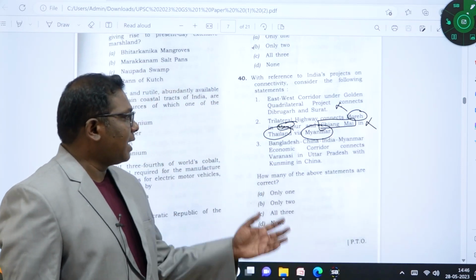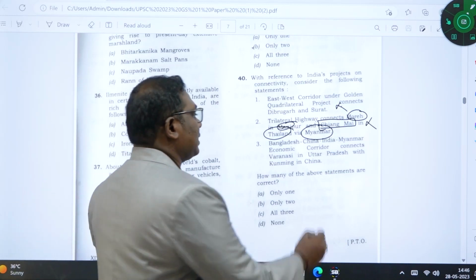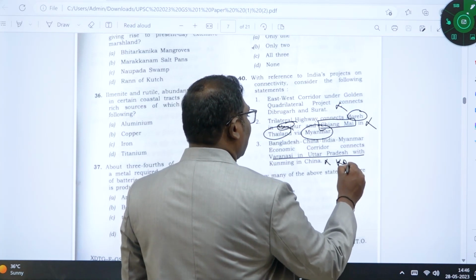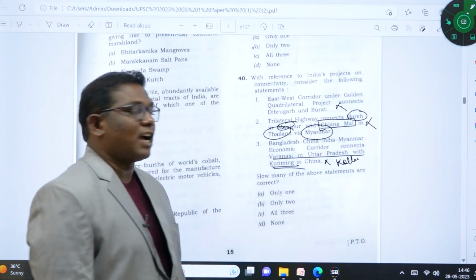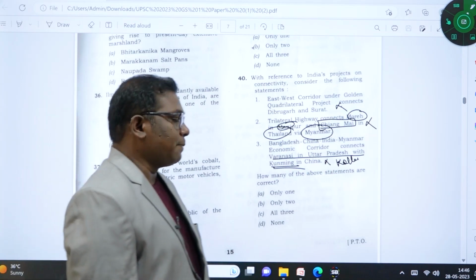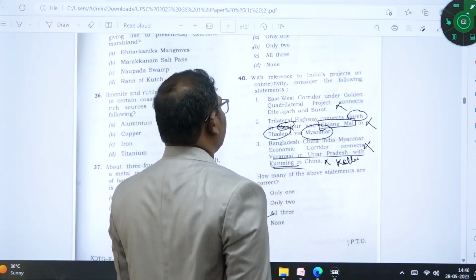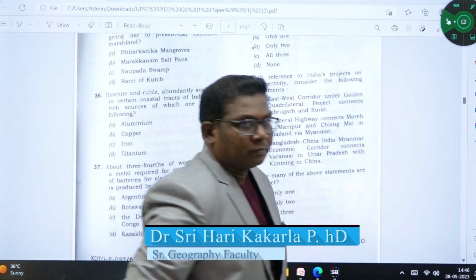Bangladesh, China, India, Myanmar Economic Corridor, BCIM. So this corridor connects Varanasi in Uttar Pradesh with Kunming in China? No, it is connecting Kolkata, the capital of West Bengal, with Kunming, the capital of Yunnan province in China. So that's why statement 3 is also wrong. None of the statements are matching. Option D is the right answer for the 40th question.